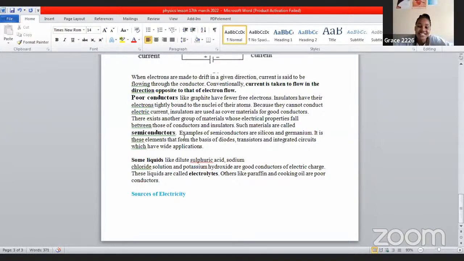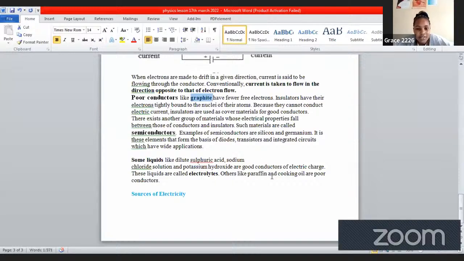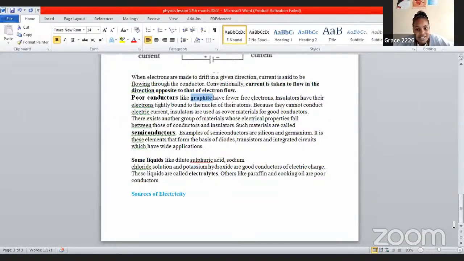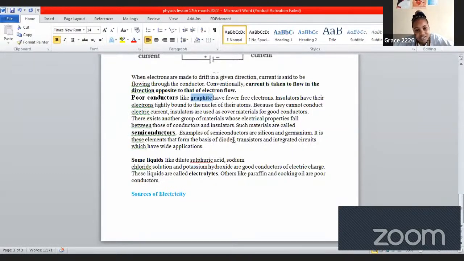Poor conductors like graphite have fewer free electrons. Insulators have their electrons tightly bound to the nuclei of the atoms. Because they cannot conduct electric current, insulators are used as cover materials for good conductors. There exists another group of materials whose electrical properties fall between those of conductors and insulators. Such materials are called semiconductors. Examples of semiconductors are silicon and germanium. It is these elements that form the basis of diodes, transistors, and integrated circuits, which have wide applications. Yes, up to that point.